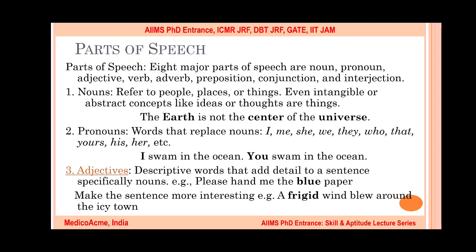So guys, see here: the earth is not the center of the universe. This is a sentence. In this sentence the earth itself is a noun. No confusion. Universe is a thing, that is also a noun. Center is what? It is the thought, the idea that something is placed in the center, in between things. So in between the things or in between the room, if I say, is the center. So center is a thought, and thought is also a kind of noun.